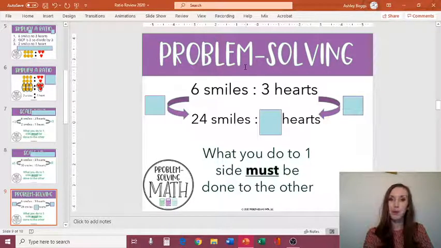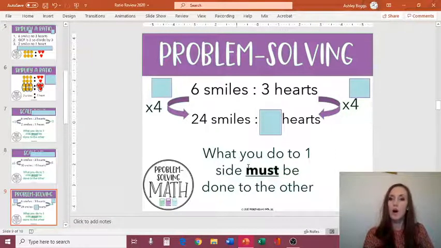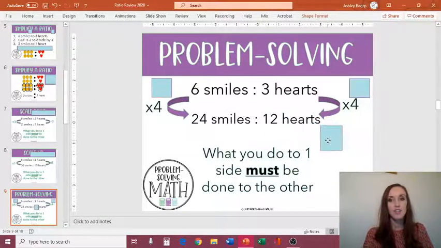All right, here's our first problem-solving problem. If we have the same original ratio, which means for every 6 smiles we have 3 hearts, we're going to find out how many hearts we would need if we have 24 smiles. First thing to figure out is, are we scaling up or down? To go from 6 smiles to 24 smiles, we have to scale up. So we know that we'll be multiplying. Now determine what factor we'll be multiplying by. 6 times what equals 24? That's right, 4. Now, what we do to one side must be done to the other. So if we multiplied 6 times 4 to get 24, we'll have to do the same thing: 3 times 4 gives us 12 hearts.